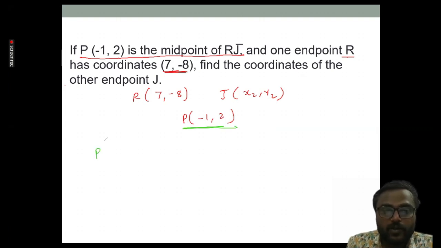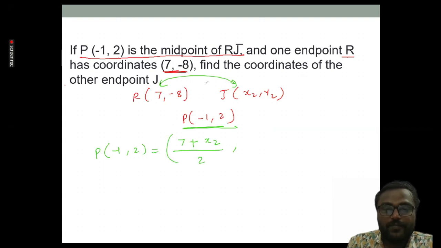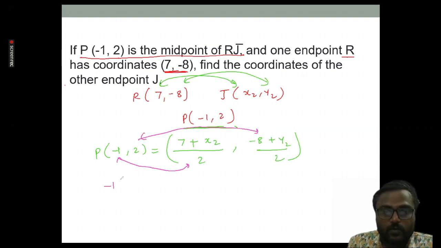So this point P, having negative 1 comma 2, equals 7 plus x2 over 2 comma, the average of these two, negative 8 plus y2 over 2. What can I do now? I will just equate this both and then I'll equate this both. So first thing, negative 1 equals 7 plus x2 over 2. So what do I do now? I will multiply both the sides with 2.